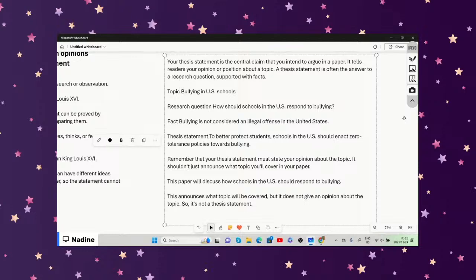And your thesis statement shouldn't just announce what topic you'll be covering within the paper. That is why you need to expand on how you feel by also giving your opinion, right? For example, "This paper will discuss how schools in the US should respond to bullying." This announces what topics will be discussed, but it does not give an opinion about the topic, so it is not a thesis statement.